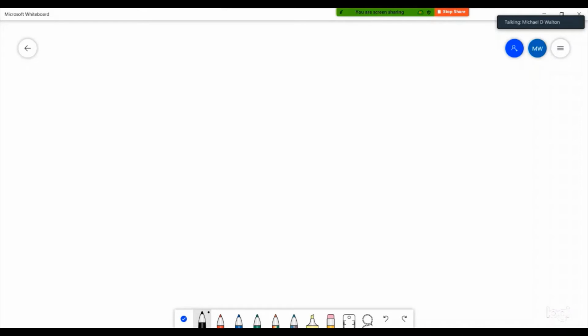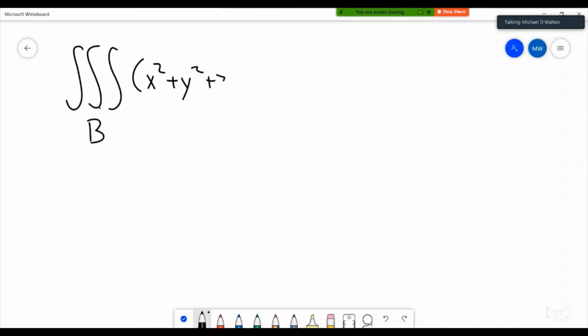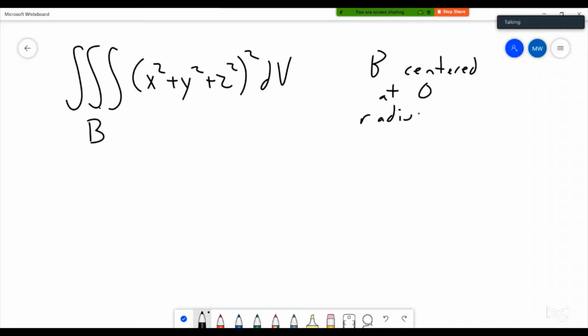Yeah, is that the one where it's the triple integral over a ball of x squared plus y squared plus z squared, squared dV? Yep, and that's the one. D is centered at 0 and has radius 5? Yeah.